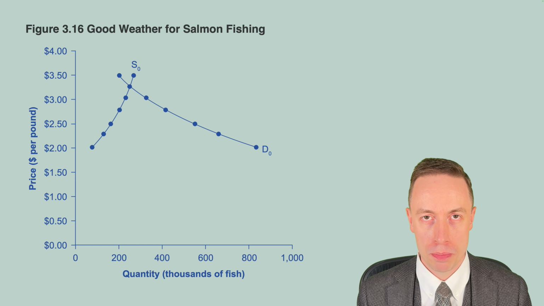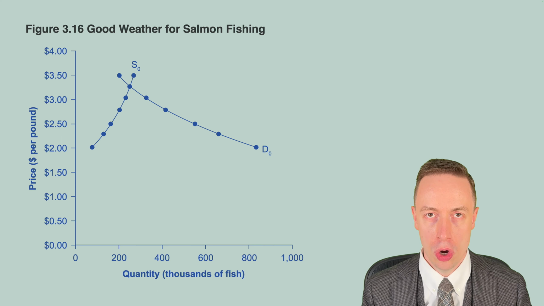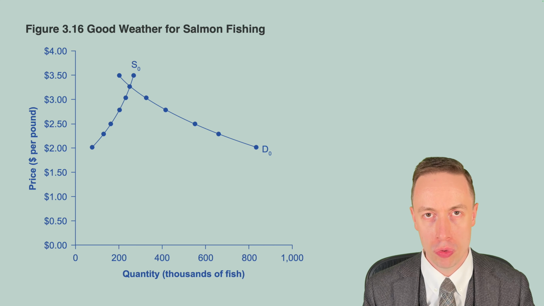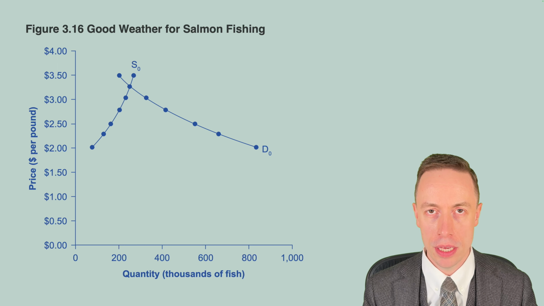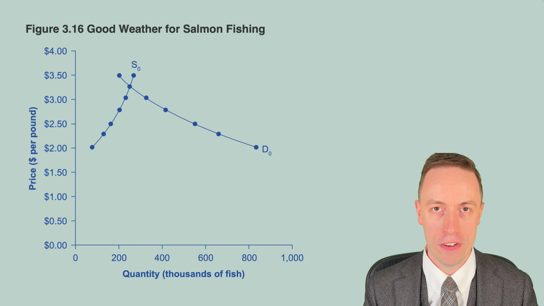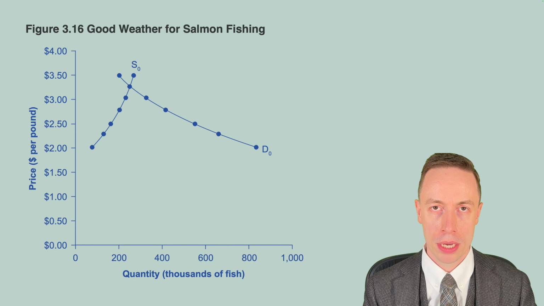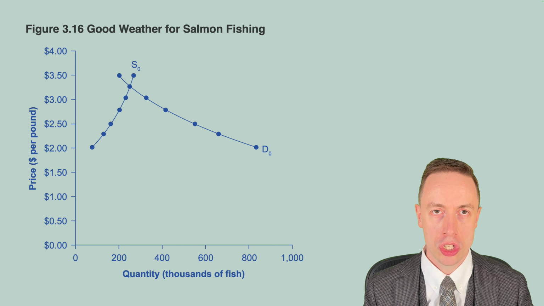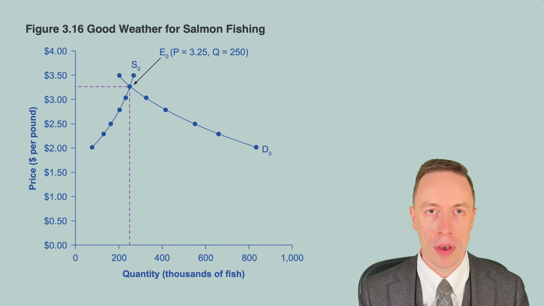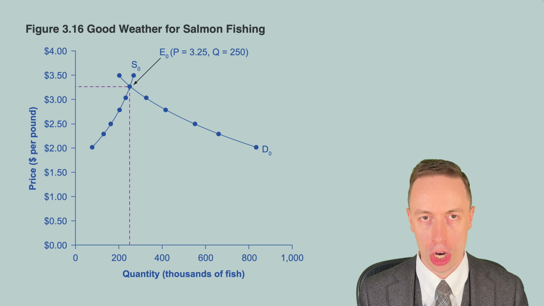So, there's been good news for salmon fishing. We had some extraordinarily good weather that makes it easier to get lots of good fish. What's the likely impact of this on the market for salmon? Let's start out by graphing this market before the change took place. So let's say prior to the weather improvements, salmon was selling at $3.25 a pound and 250,000 fish were being caught.